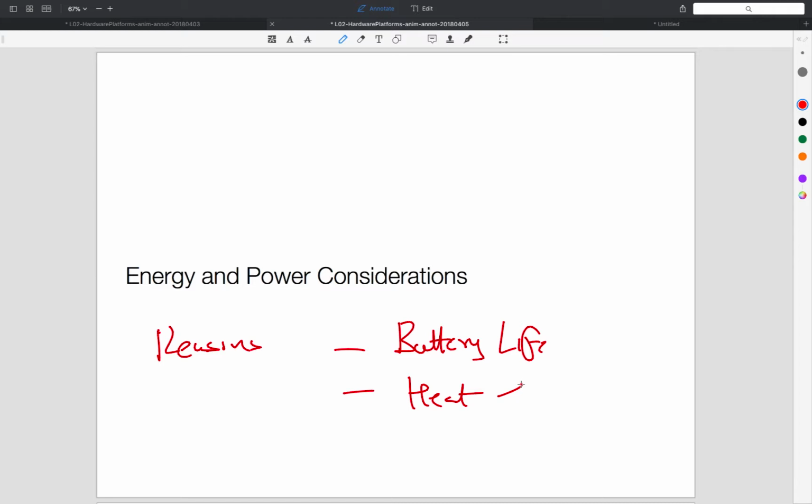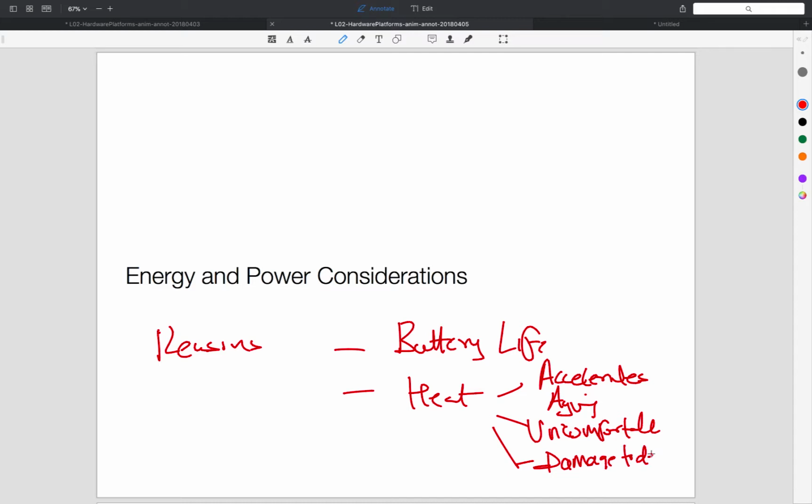Heat accelerates aging, is uncomfortable, and can cause damage to the device and can cause damage to the environment. So these are all valid reasons why we would worry about that.